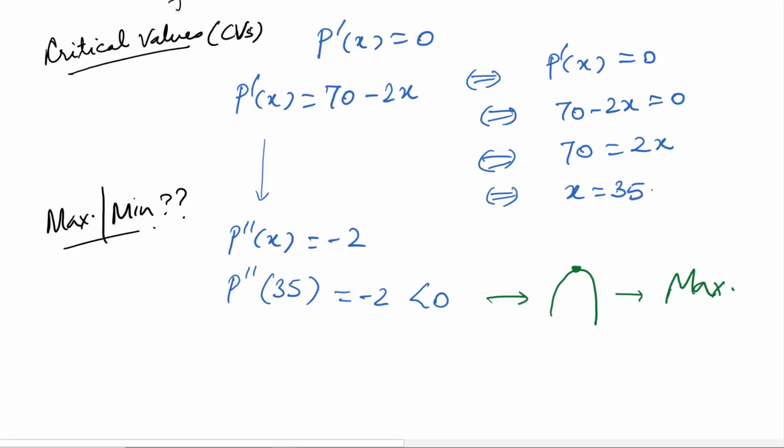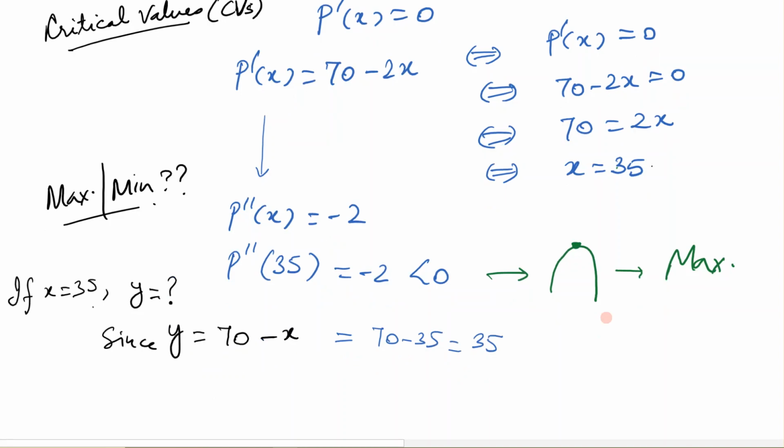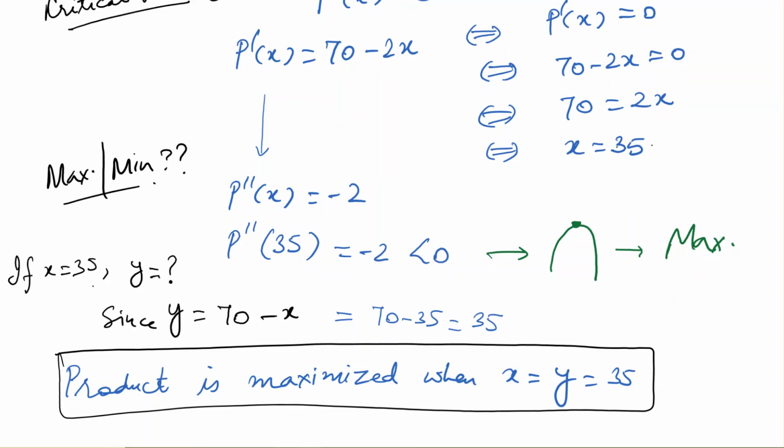What should be the other positive number then? So if x is 35, y is what? Since y is equal to 70 minus x, it means y is 70 minus 35, which is 35. So therefore, the final answer is that the product is maximized when x and y are both 35, when both the numbers are 35. So based on the steps in this example, I would like to summarize the strategy for solving maximum and minimum problems.